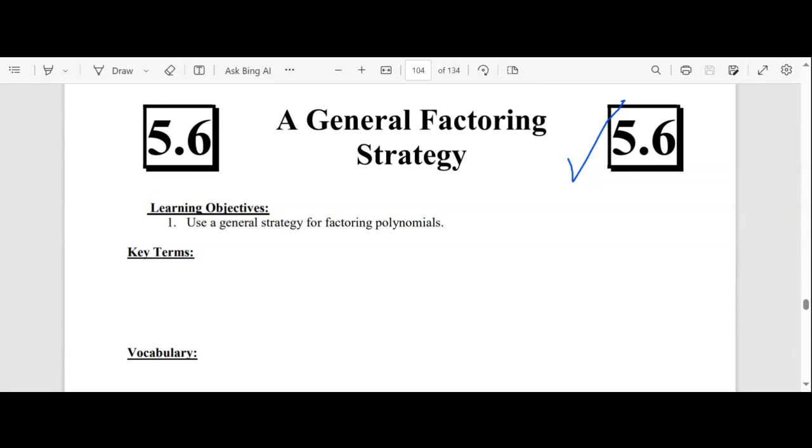Do you understand the meaning of GCF? What is GCF? Greatest common factor. Do you know what is factoring by grouping? How many terms do you need for factoring by grouping? Four. Quick review. Do you remember difference of squares? Difference of squares. Yes. What do you have to do for difference of squares?